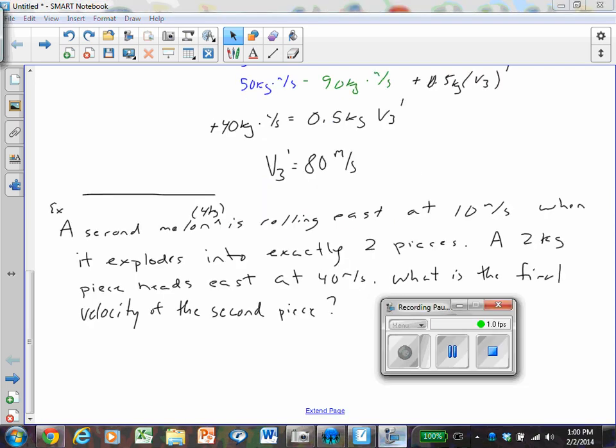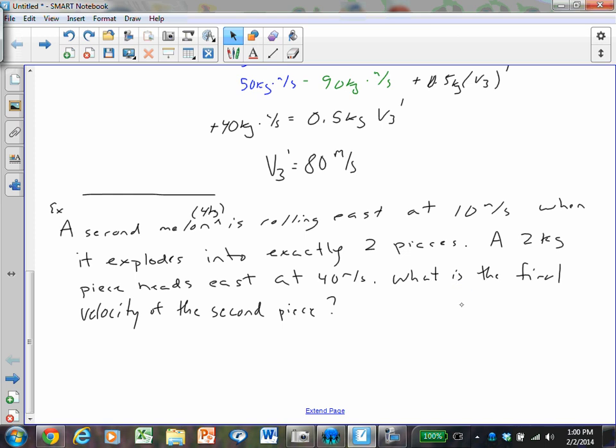Okay, so a second melon, 4 kilograms, is rolling east at 10 meters per second when it explodes into two pieces. A 2 kilogram piece heads east at 40 meters per second. What is the final velocity of the second piece?